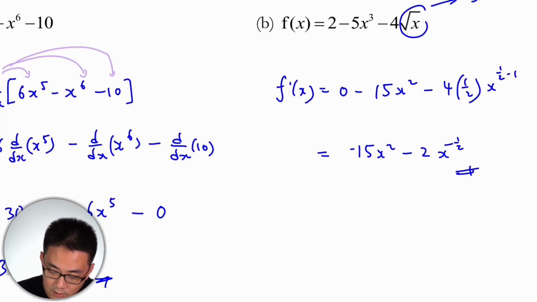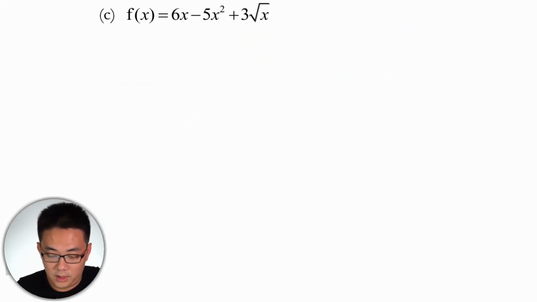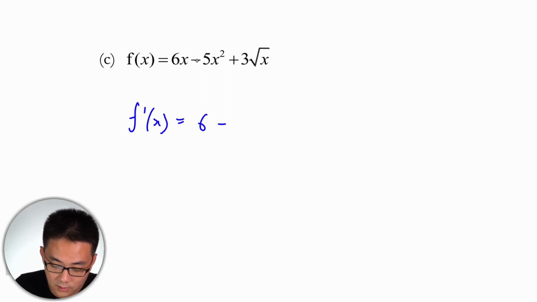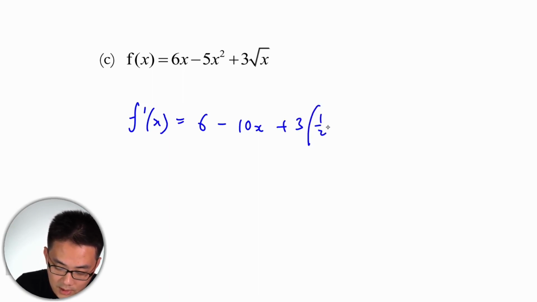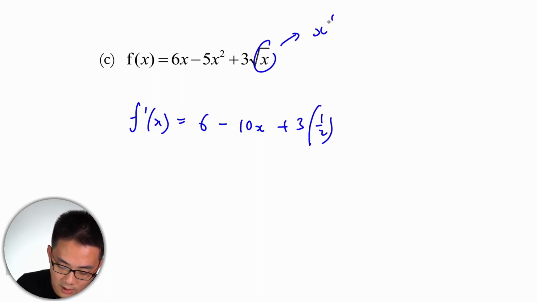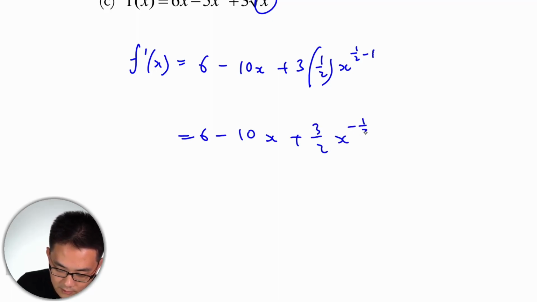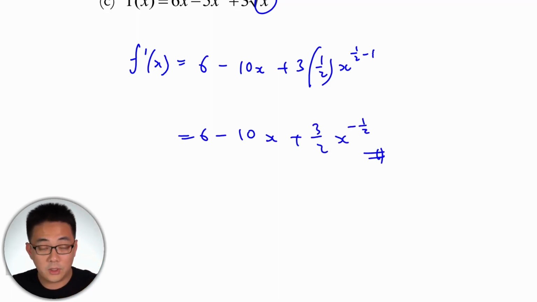Once we're done with that, we could do the subsequent one, which is this one here. So f'(x) is actually 6. This will give us 6. This will give us 10x, and same thing, this will be 3 times half. This is actually x to the half, so x to the half minus 1. So in this case here it will be 6 minus 10x plus 3/2 x^(-1/2). Okay, so this is how you do this question here proficiently.